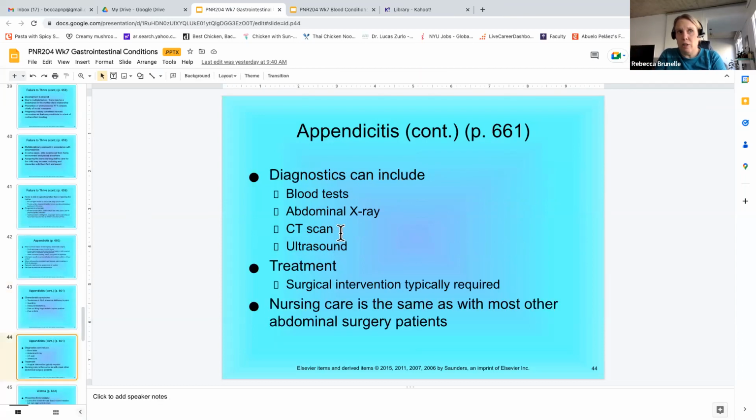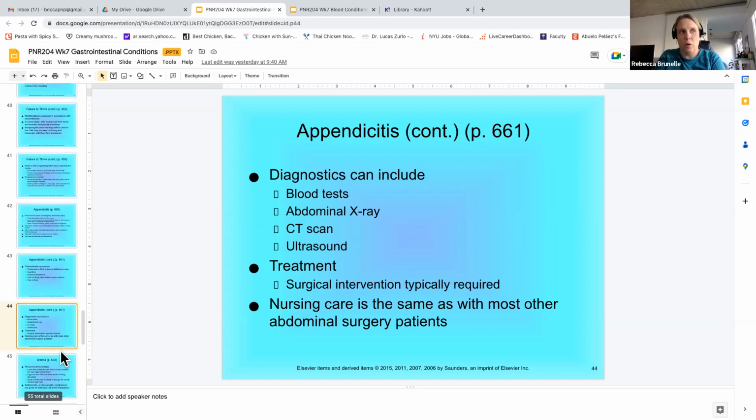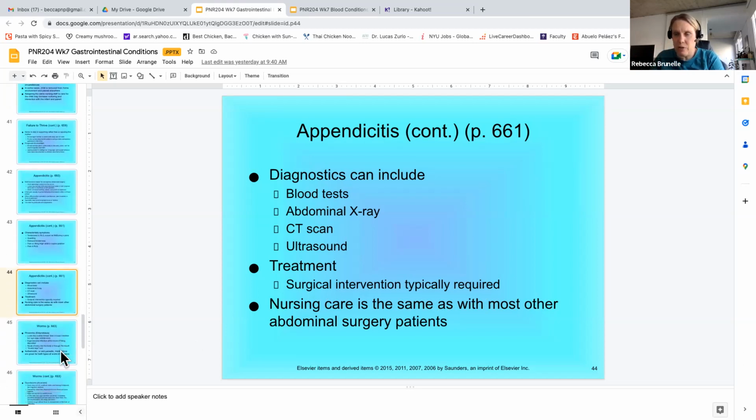It's usually definitively diagnosed with either a CT scan or an ultrasound. They also tend to do blood tests looking at infection. You surgically remove the appendix, and if you've ever taken care of a patient that's had surgery, it's going to be a lot of the same nursing care. So what sorts of things do you commonly do after someone has had abdominal surgery as a nurse? Binding, like you wrap them. Okay. Binding, something to hold them.